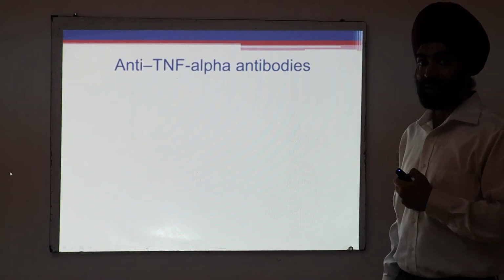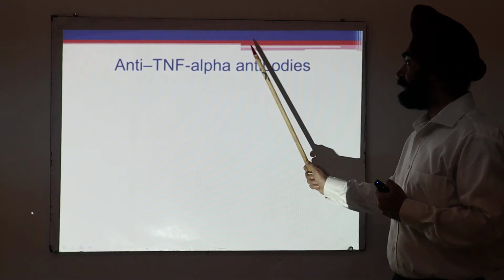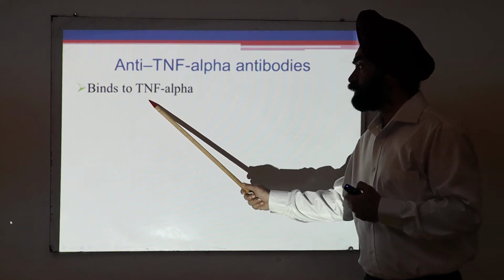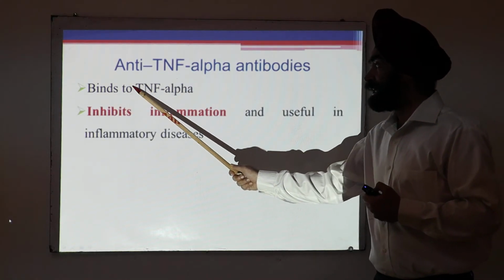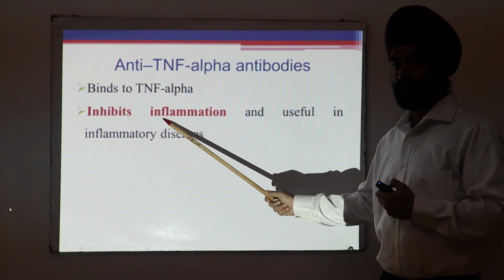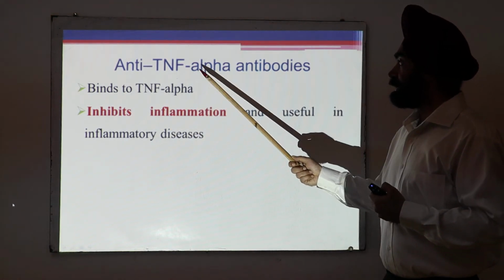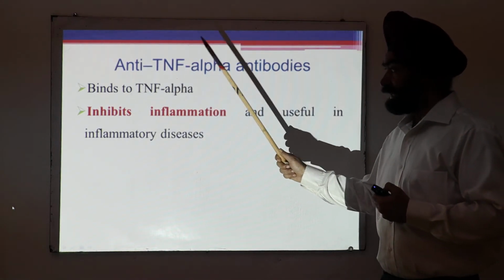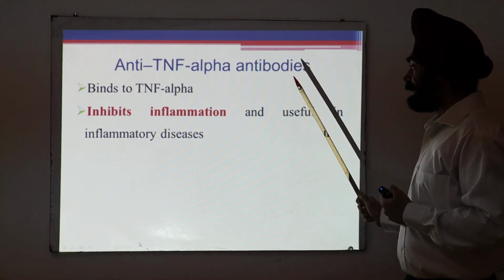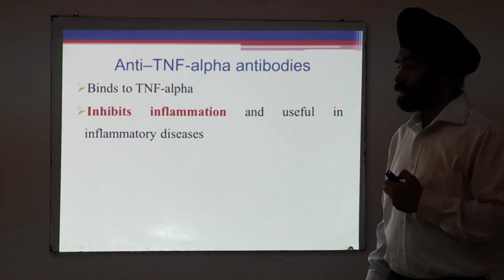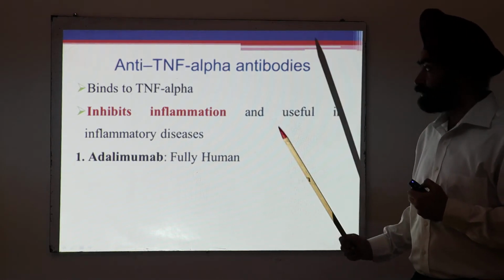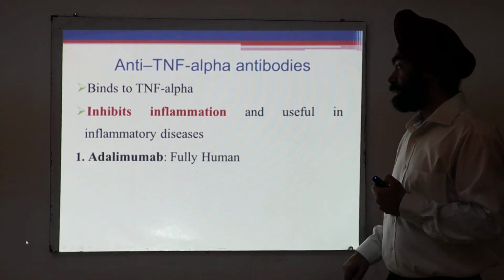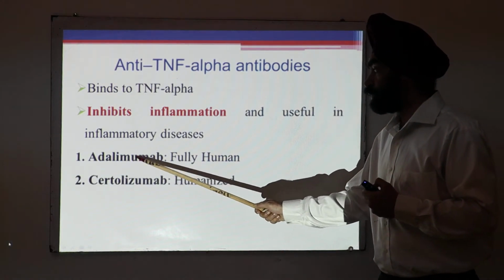The second class is the anti-TNF alpha antibody. It is very well known that TNF alpha is a very important cytokine which is involved in inflammation. These antibodies bind to this TNF alpha, it is neutralized, inflammation is inhibited, and inflammatory diseases can be reduced. I'm just giving the names of some of the anti-TNF alpha antibodies, like adalimumab, which is fully human. Now you can see it is U for human.